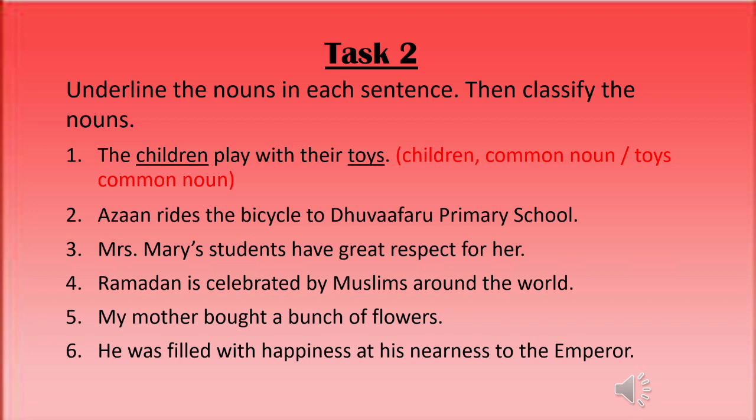So I have underlined the noun in that sentence and in a bracket I have written after classifying the noun. For example, children, it is a common noun. Toys, it is a common noun. Or you can write toys as a concrete noun. So you have to classify the nouns after underlining the nouns in the sentence. Have you understood how you have to do task 2?